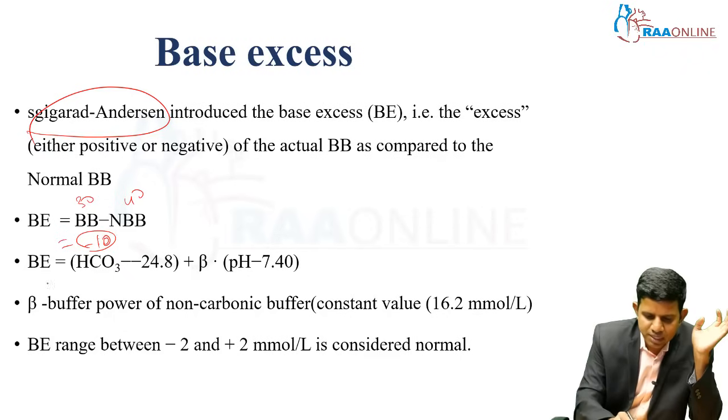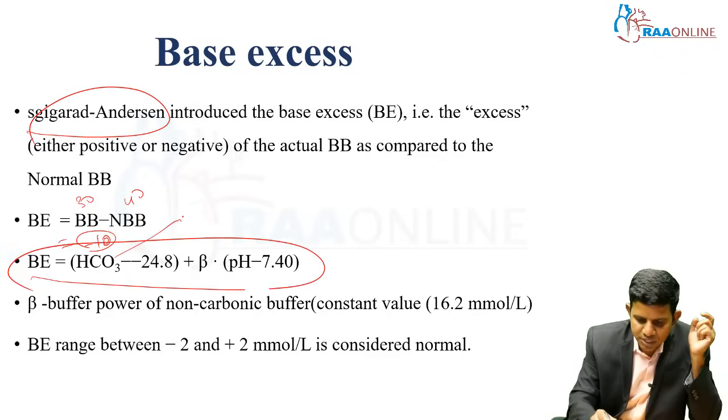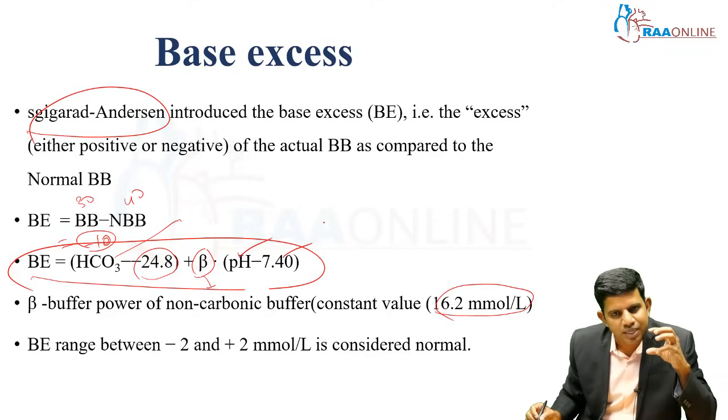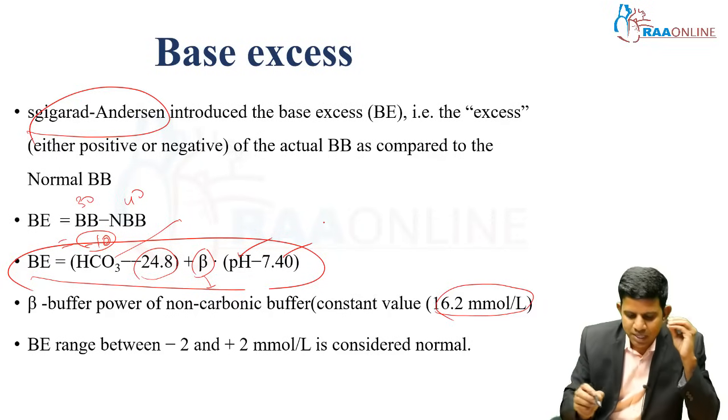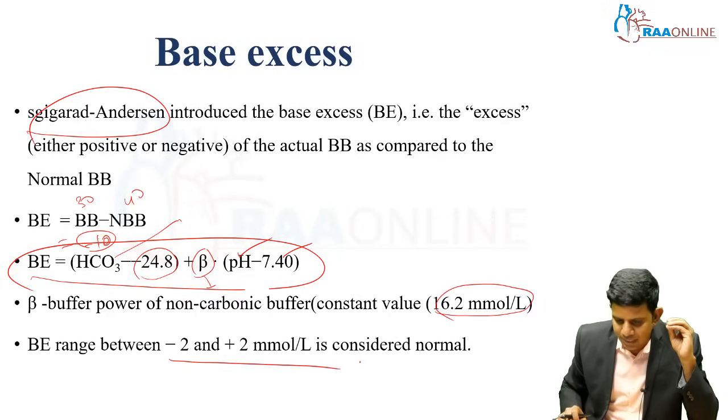There are some formulas. You can calculate the base excess from the actual patient's bicarbonate, the normal bicarbonate, and the non-bicarbonate buffer system, whose constant value is around 16.2, along with the patient's pH and the normal pH. From that we can calculate the base excess. The normal range of base excess is minus 2 to plus 2 millimole per liter.